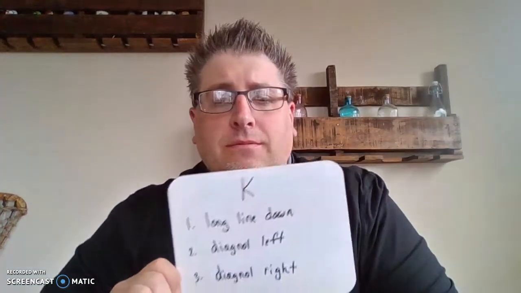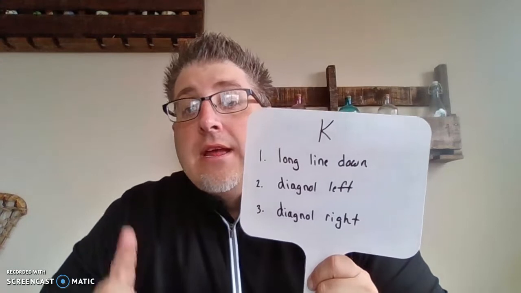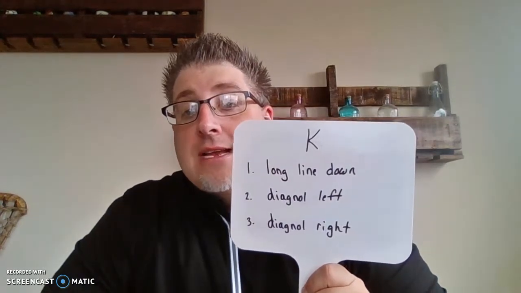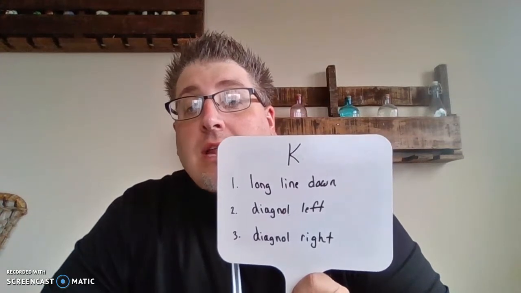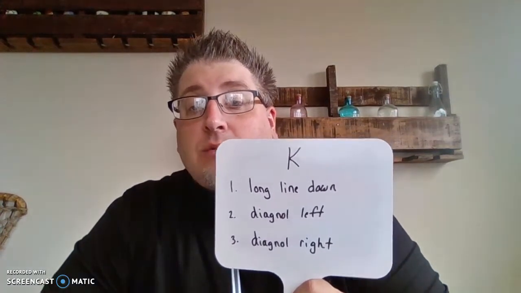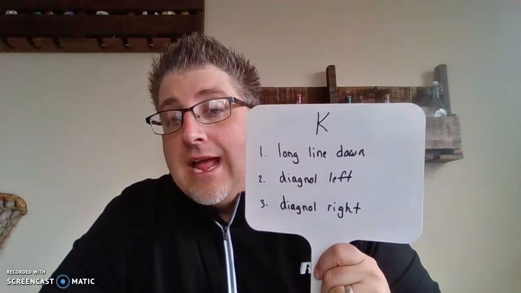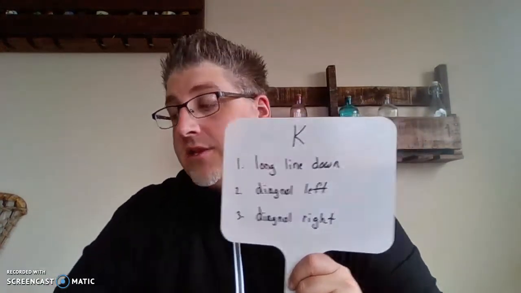So we did our J. Let's take a look at our K. It's important with K is long line down, diagonal, diagonal. All right? So for K, we got long line down, diagonal left, diagonal right. Long line down, diagonal left, diagonal right. Okay? Let's take a look. Here we go. Remember, long line down. And then what I like to do is I like to come right about the middle here. Diagonal left, diagonal right.